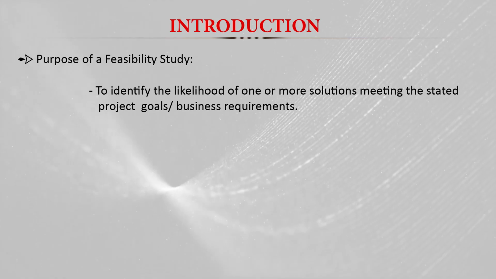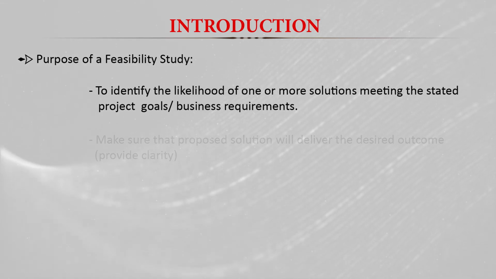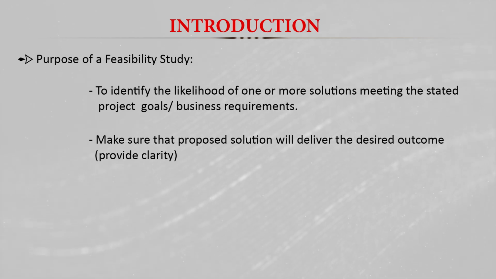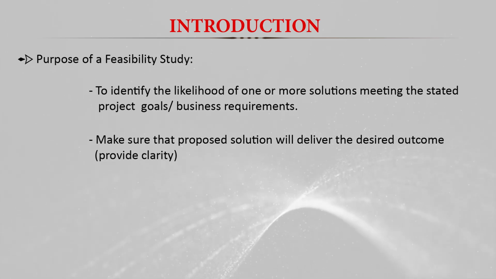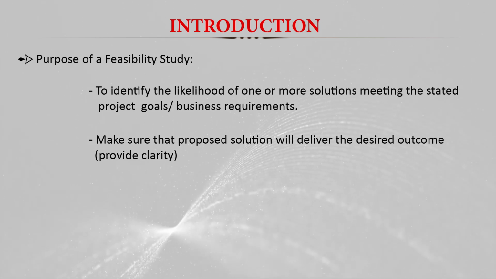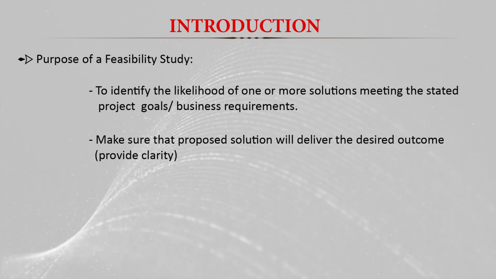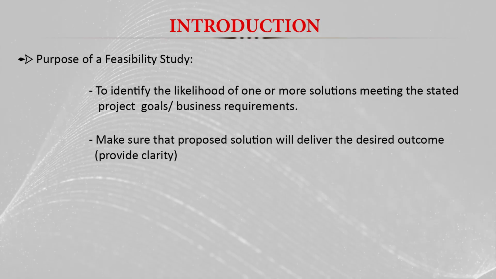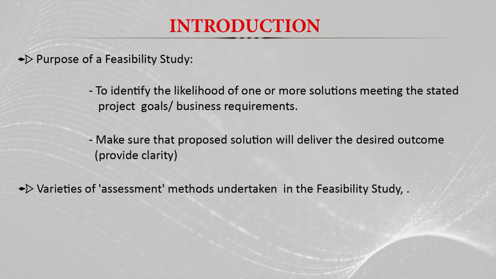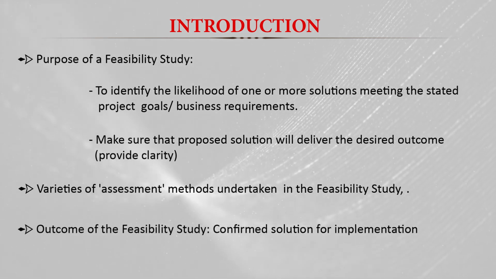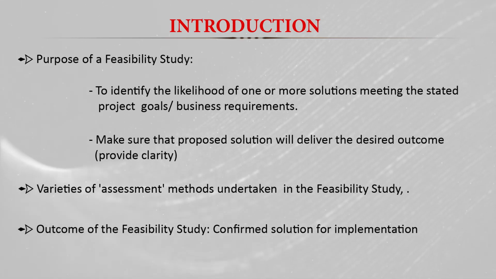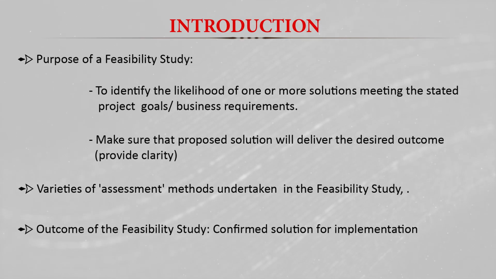We can do this through the feasibility study, and we also make sure that the proposed solution will deliver the desired outcomes. The feasibility study provides clarity in terms of identifying the objectives and the basic requirements needed to achieve the outcomes. A number of assessments are done in the feasibility study, and its outcome provides a confirmed solution for the implementation. What we should do for the project implementation, that type of information or data we get from the feasibility study.